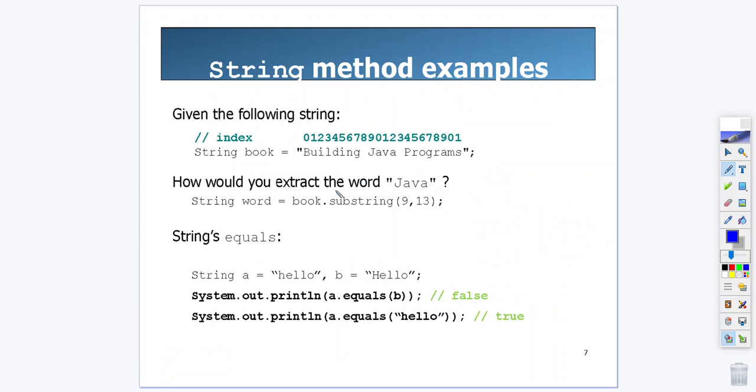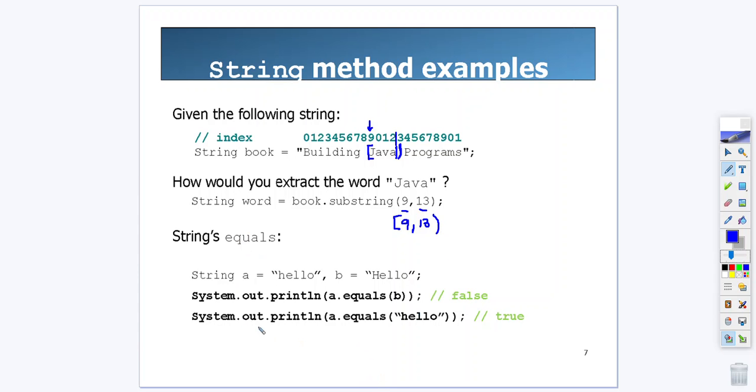Alright, so let's look here. How would I extract the word Java? So Java is from here to here. It's starting at 9, and I want to include 12, so I'm going to stop here at 13. Okay, so I want to put my little parentheses at the next character because that's going to be 4 characters. And so that's why it starts at 9 and goes up to, but not including, 13.